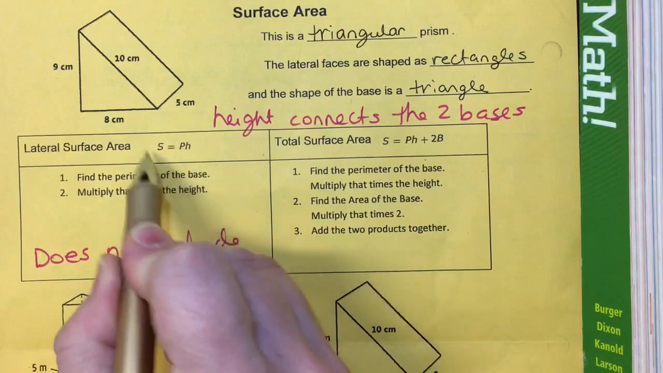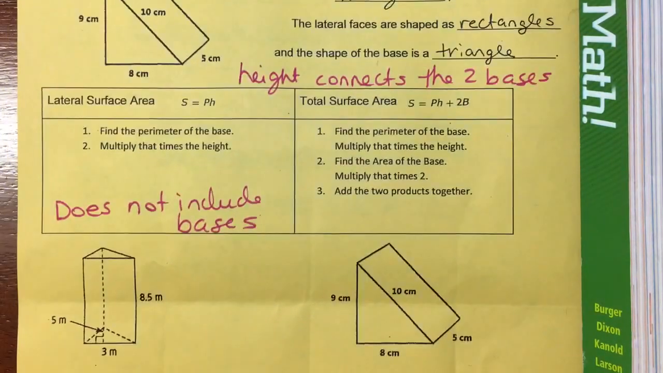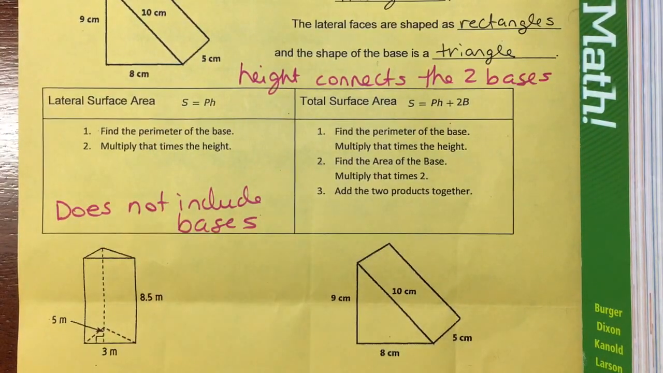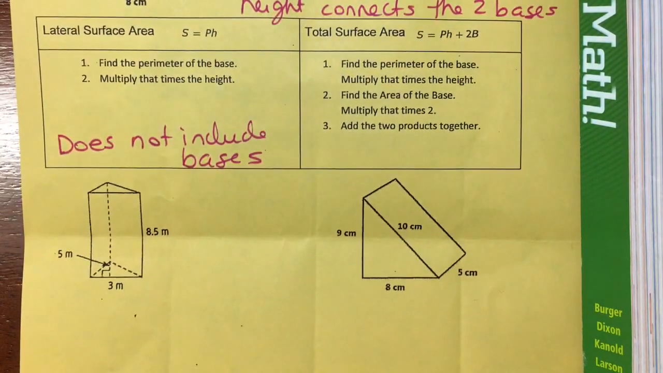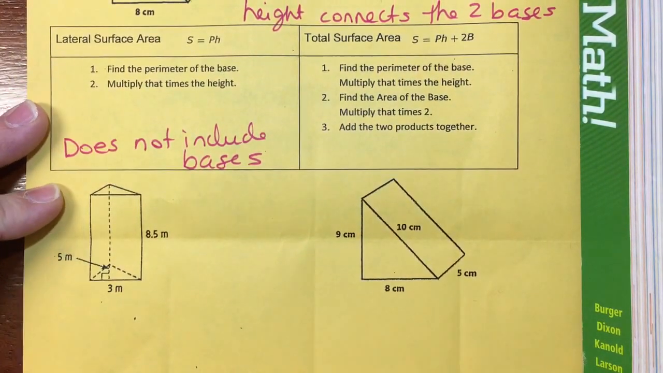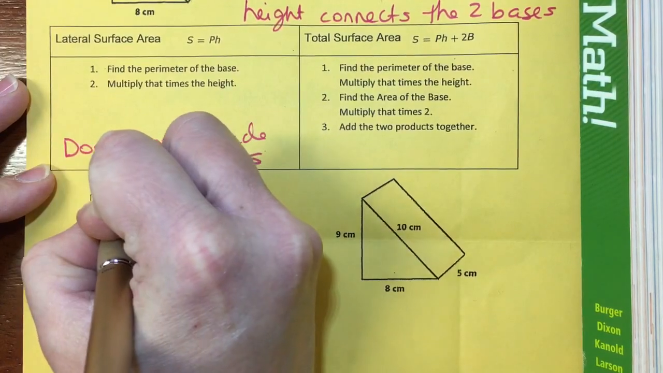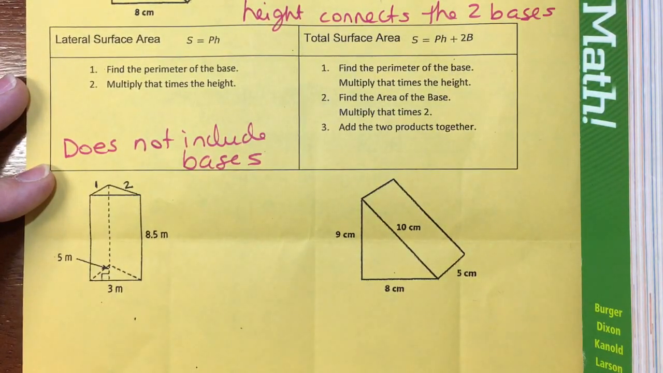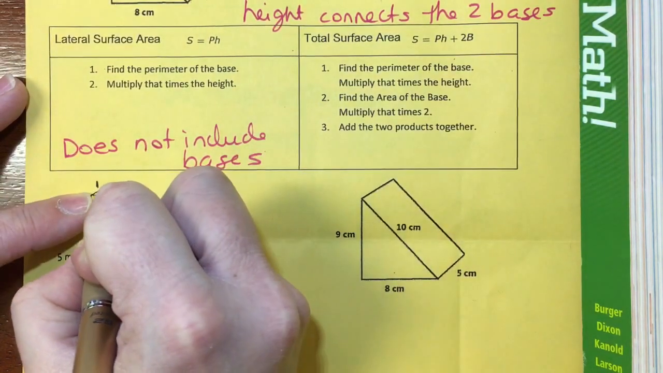And we have our two formulas here, and the step-by-step how to work them. Lateral surface area does not include the bases. So we're going to start with the triangle on the left, and we have to add a few dimensions to it because they didn't get printed. So we're going to say this is a side length of 1, this one is 2, and that one is 3.